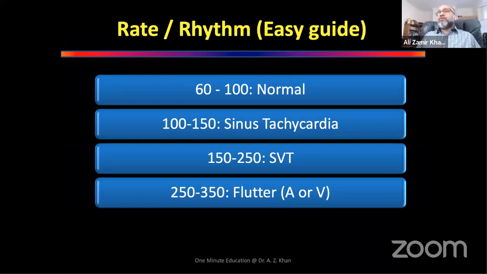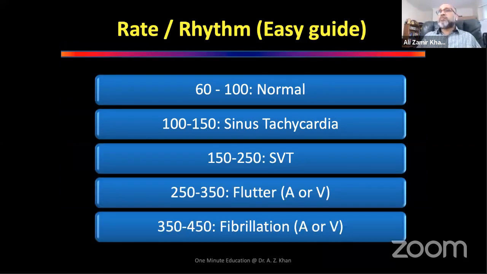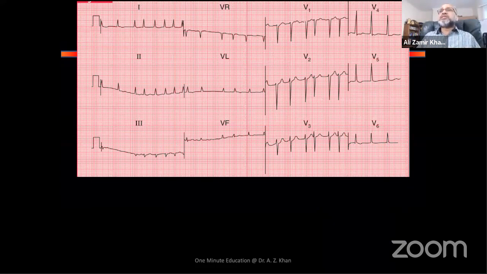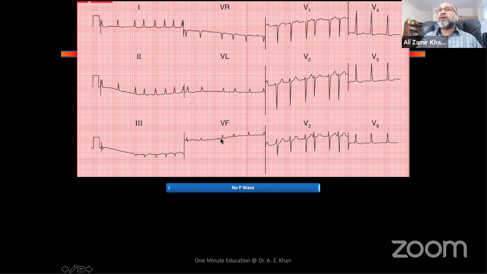All right, so we have spoken about this yesterday. I won't waste time on that. So let's look at this ECG. Have a look at this ECG. No P waves, really can't see the P waves very well. Maybe there, maybe not there. Yeah, here there is no P wave. The baseline is going up and down. That is the important thing. The baseline is changing.